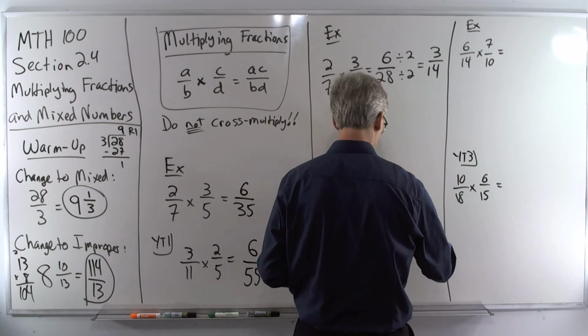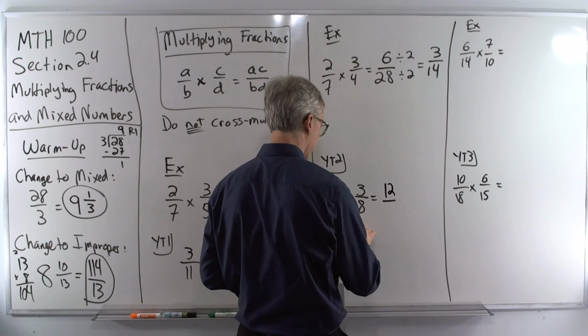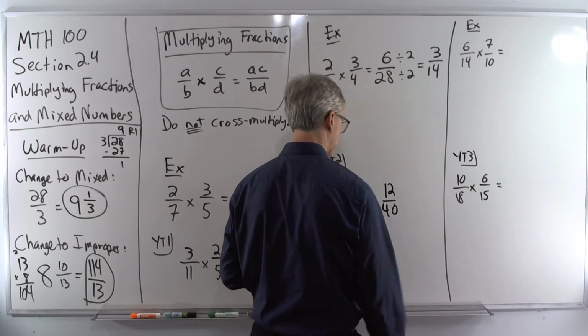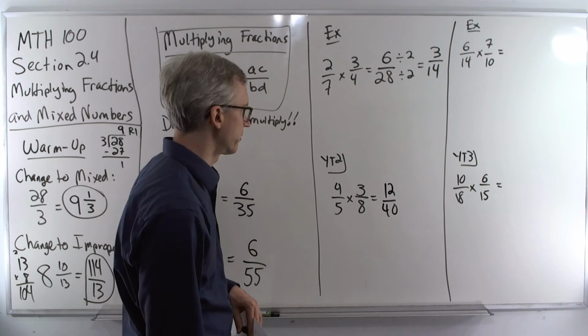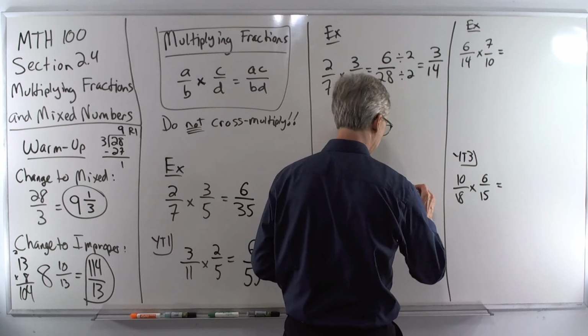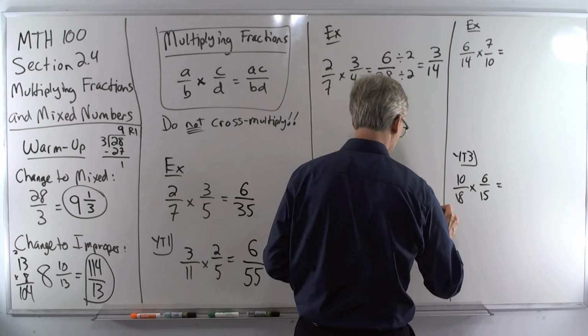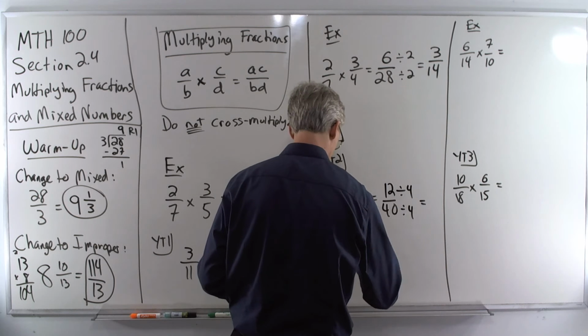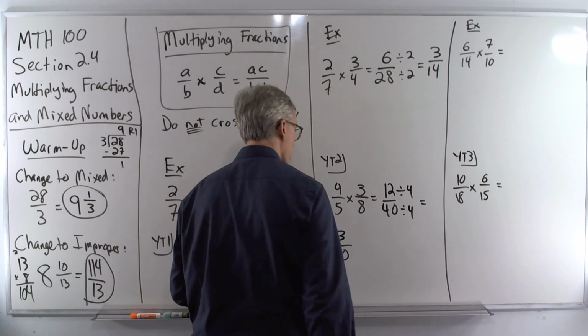We're going to multiply straight across. 4 times 3 is 12. 5 times 8 is 40. Now clearly this can be reduced. Both of these have a common factor of 4. So I'm going to divide by 4 on top, 4 on the bottom, and that gives us 3/10.